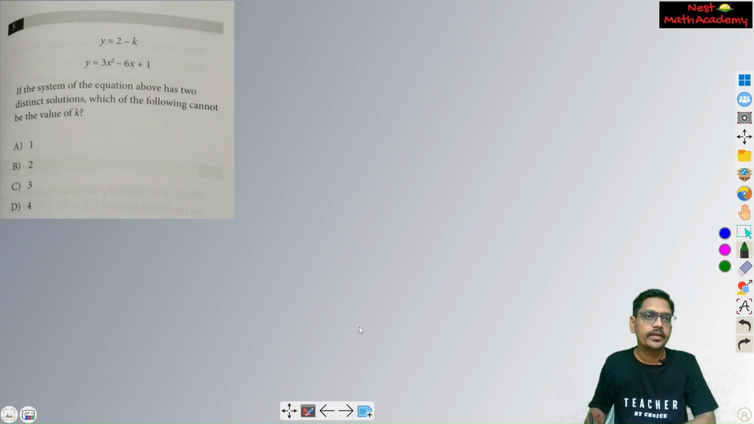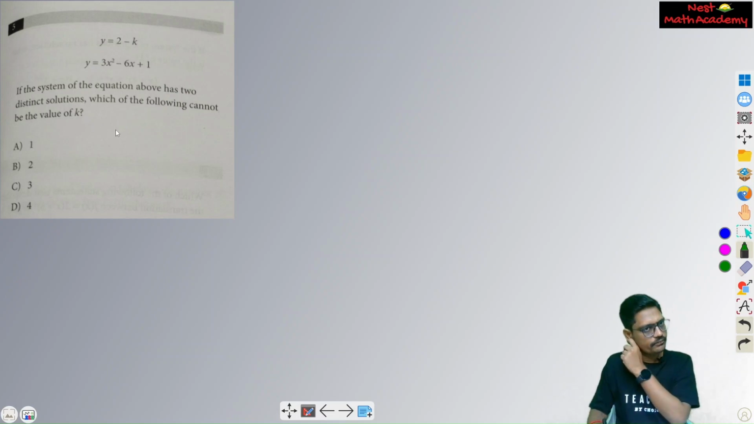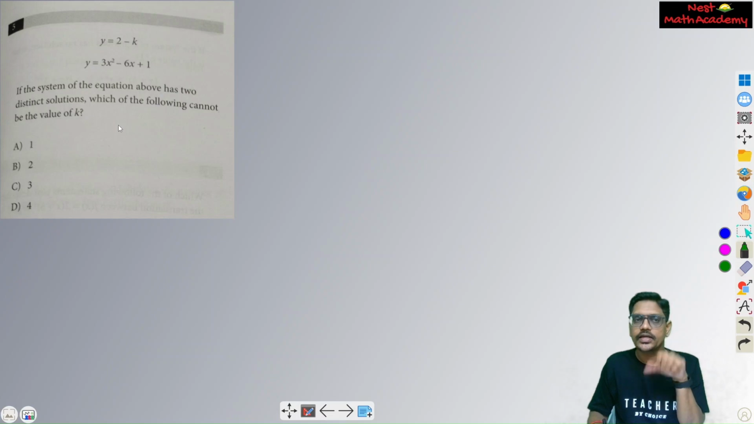Question number 5. If y is equal to 2 minus k and y is equal to 3x square minus 6x plus 1. If the system of equations above has two distinct solutions, which of the following cannot be value of k? Okay, good question. So here, this is a straight line. If you graph it, you will get a straight line, and this is a quadratic expression whose graph is a parabola. So therefore, there is a parabola and there is a straight line.